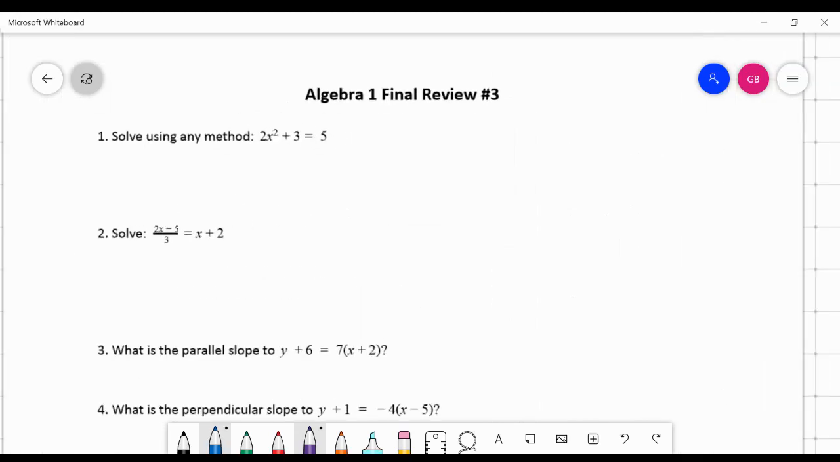Number 1, solve using any method. So 2x squared plus 3x is equal to 5. We want to get x by itself. So subtract 3 on both sides. Then divide by 2.